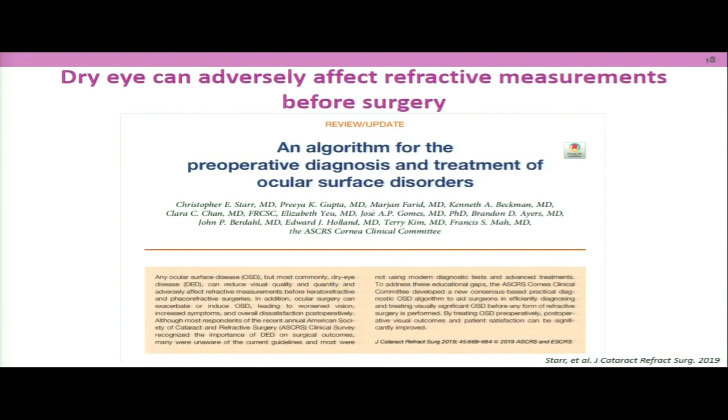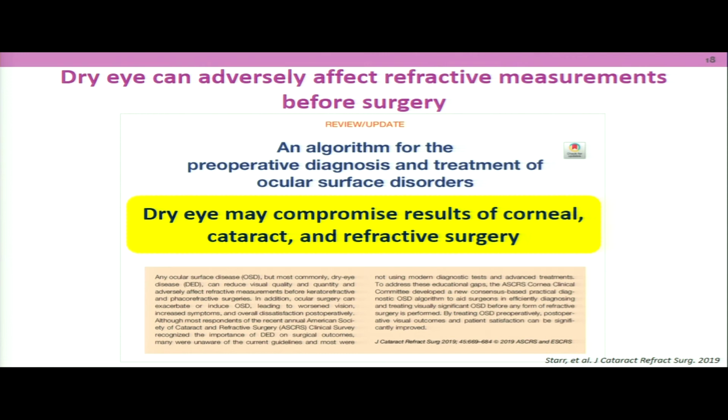As you know, recently ASCRS proposed an algorithm for the operative diagnosis and treatment of ocular surface disorders. According to this paper, dry eye may compromise the results of corneal, cataract, and refractive surgery. As I mentioned today, dry eye can adversely affect the refractive measurements before surgery. So we must check the dry eye and ocular surface very carefully before surgery.